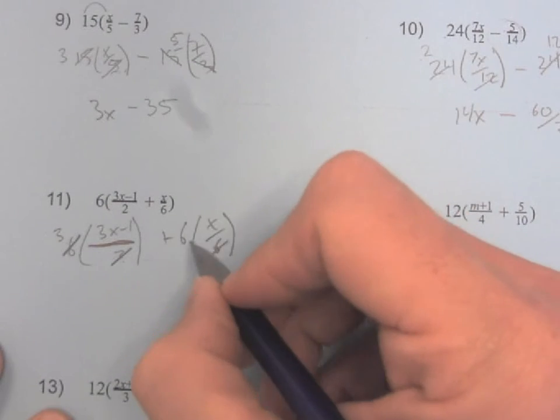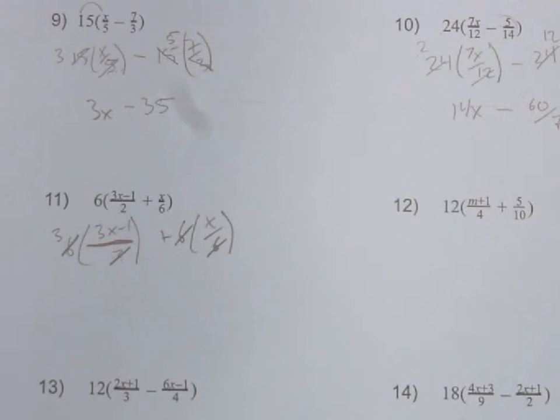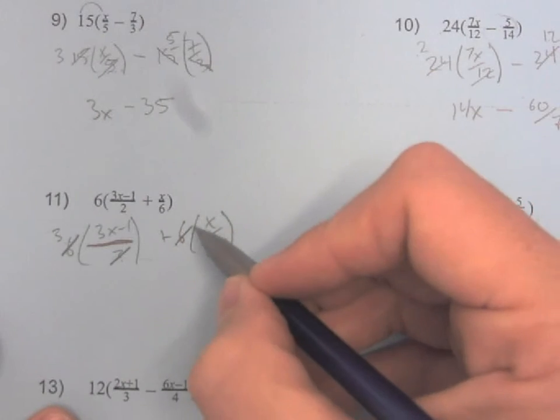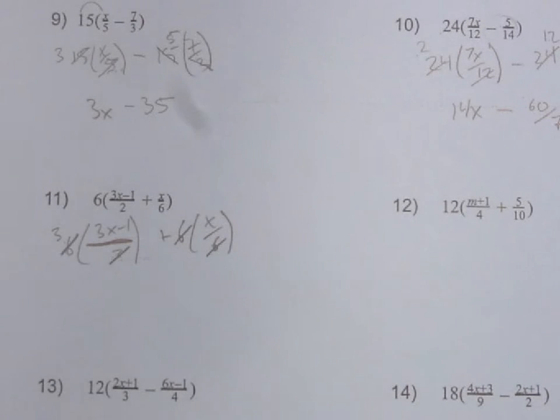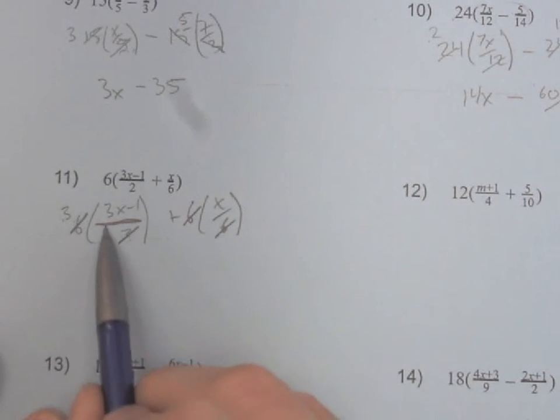Here we've got a 6 and a 6, those just cancel. When there's nothing left, we know that that's a 1. So we would say this is 1 times x. We don't usually write that 1 though. So now what we have here is 3 times this thing.